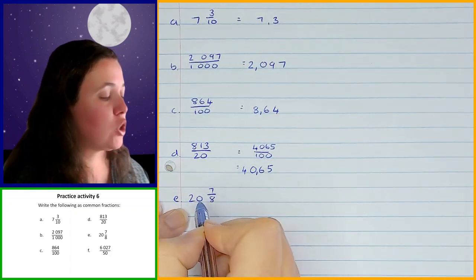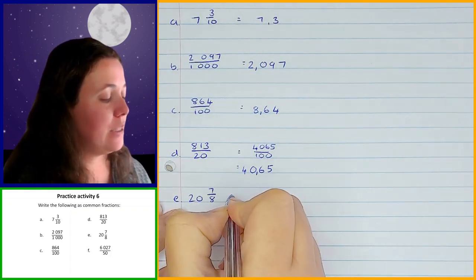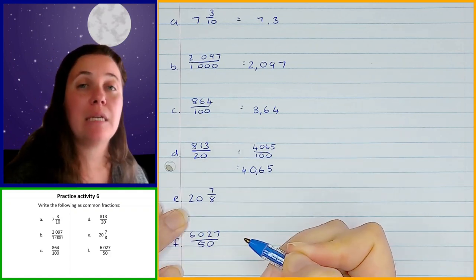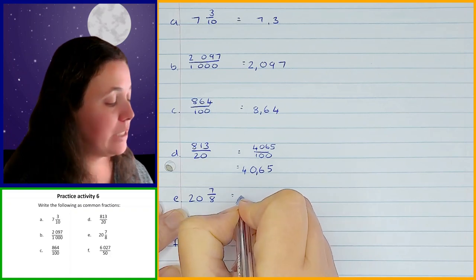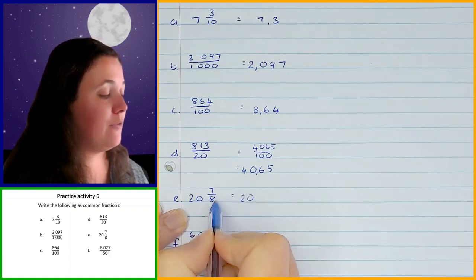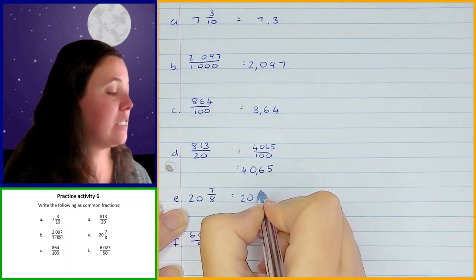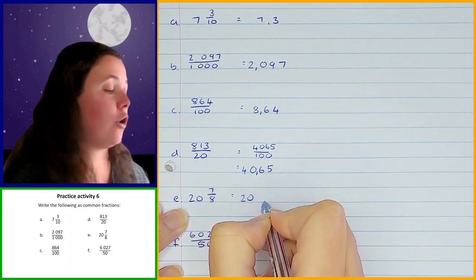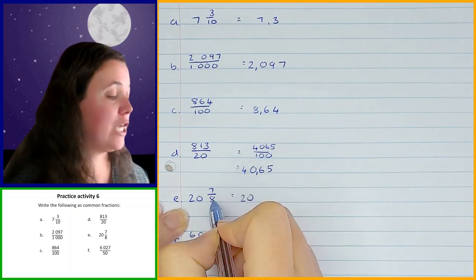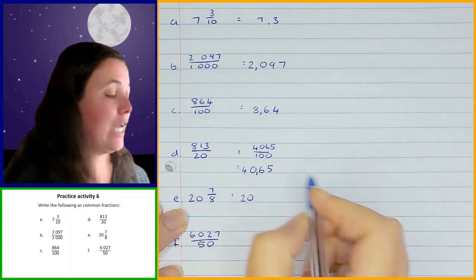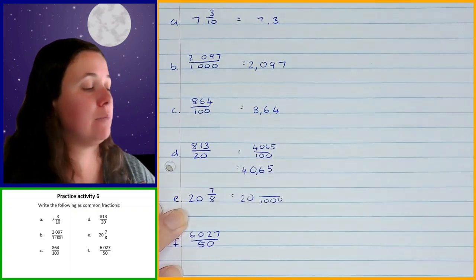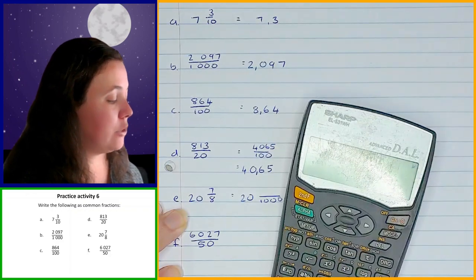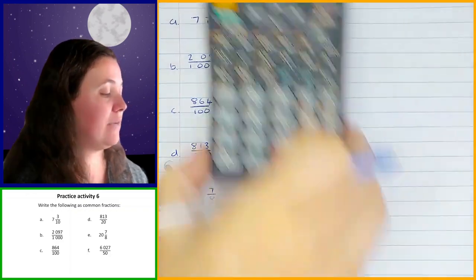The next one, we've got 20 and 7 over 8. This one, because it's already been written as a mixed number, I'm going to use it as a mixed number. I'll take advantage of that, and I'll keep the 20 as it is, but the 7 over 8, I have to change so that it has a denominator that is a power of 10. Now, I can't change 8 to 10 or 100, but I can change it to 1,000 by multiplying by 125. So I'm going to multiply 7 by 125 as well, giving me 875.